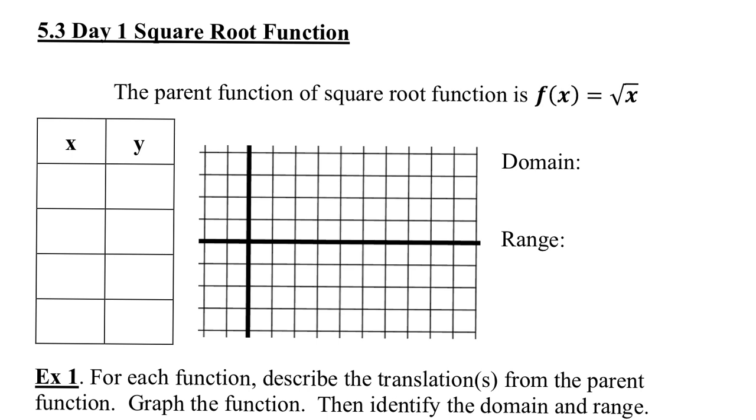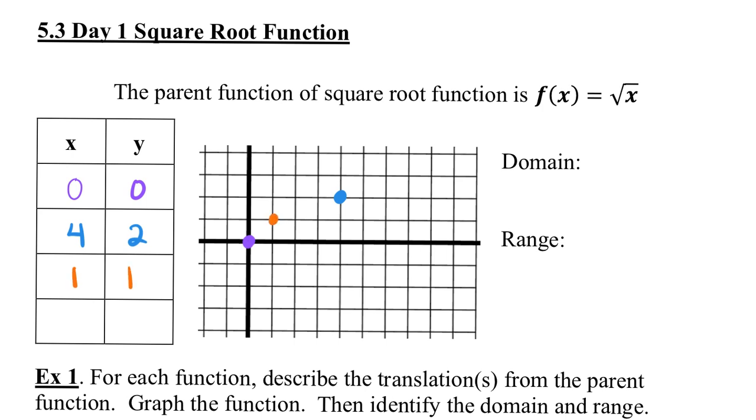Okay, what should I pick? I'm going to pick 0, because that's really easy to square root. The square root of 0 is 0. Let's put it on our graph. Pick another number that's easy to square root. 4. The square root of 4 is 2. So 1, 2, 3, 4, 1, 2. What else? 1. The square root of 1 is 1.